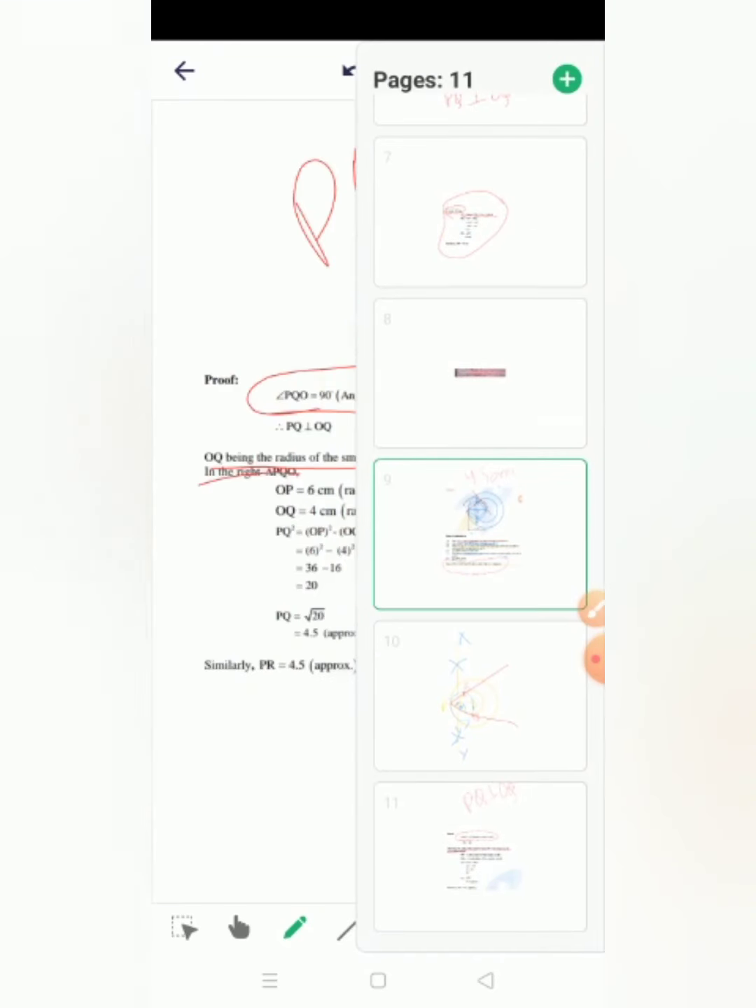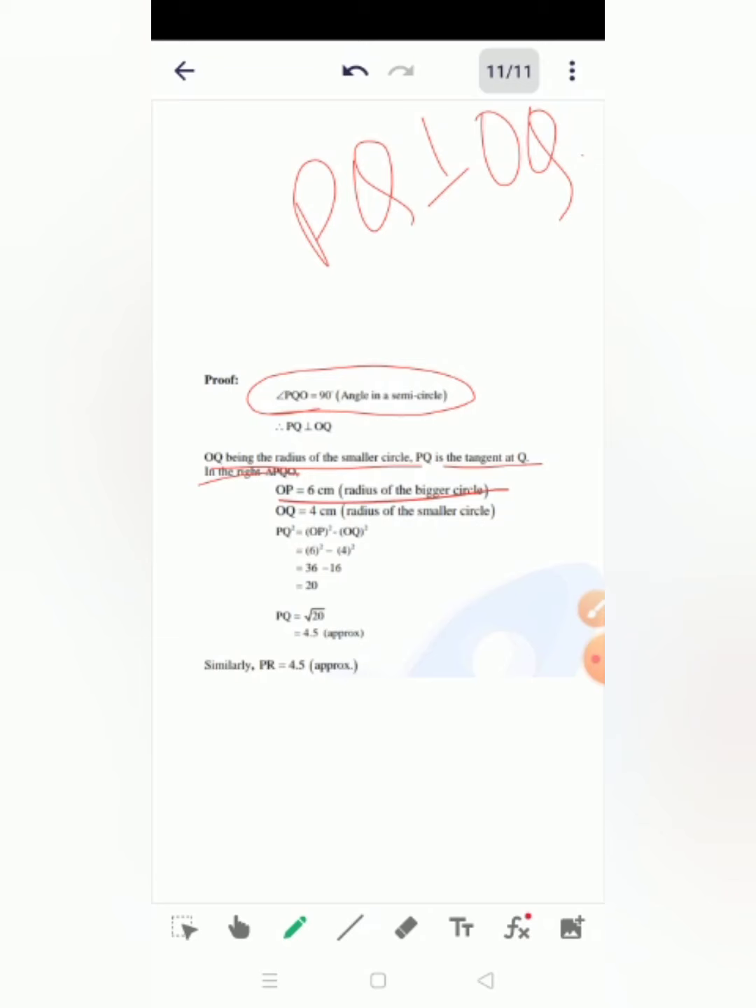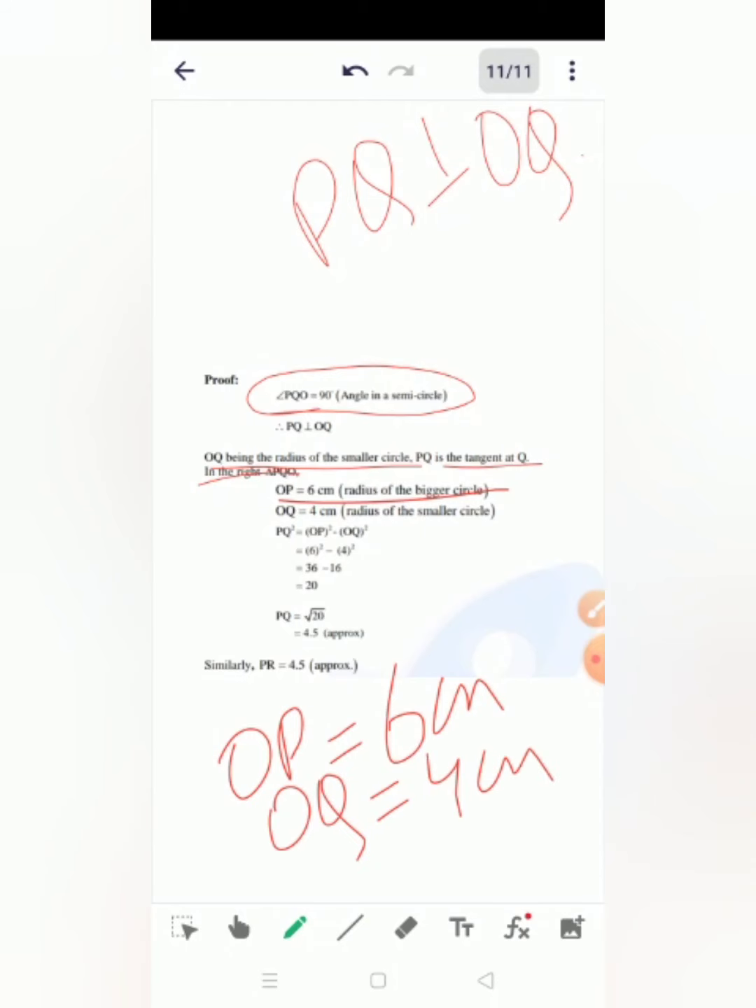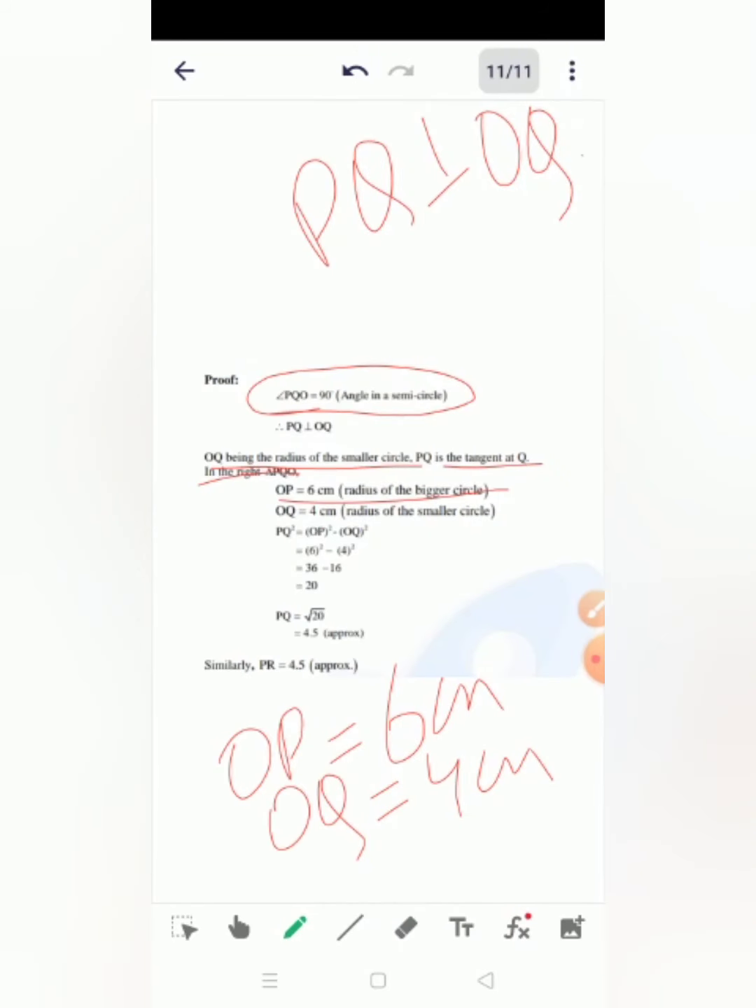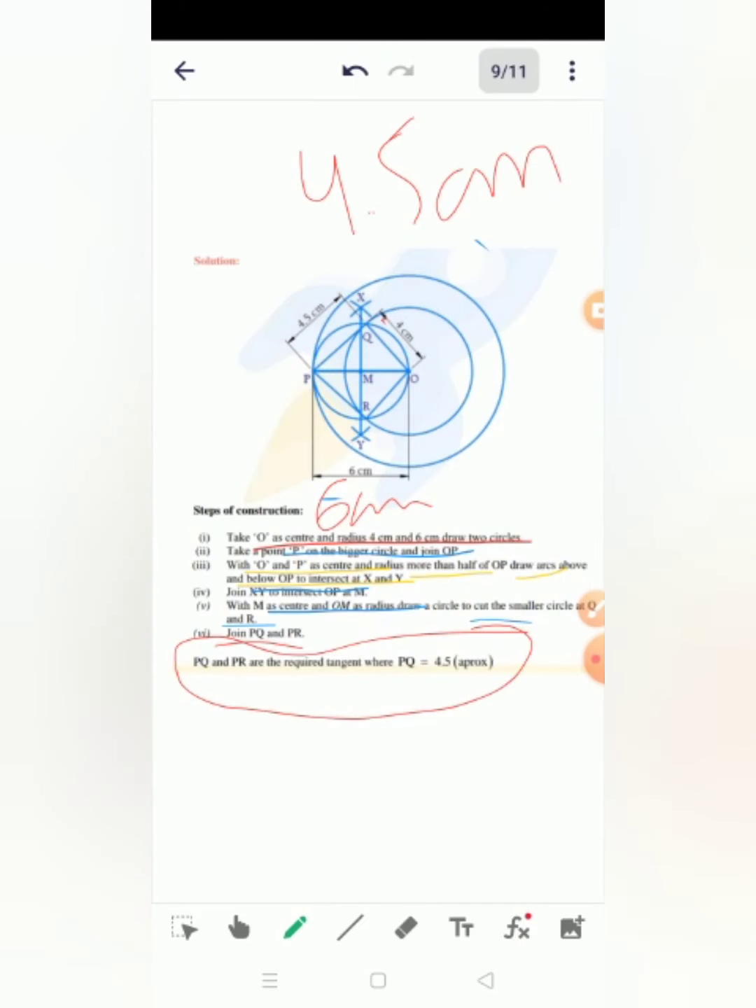And what else? OP should be 6 centimeter, and OQ should be 4 centimeter. Where is OP? OP is here. OP should be 6 centimeter, yes, because it's the radius of the bigger circle. And OR should be 4 centimeter. We know this also. After knowing all this, we need to find PQ from there. You see in this figure, PQ is here, a triangle, something like this.